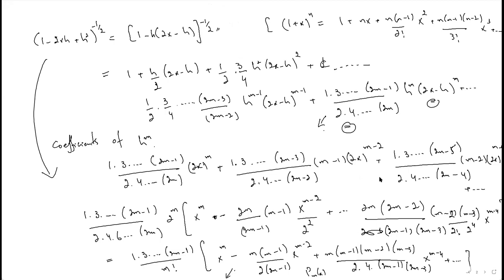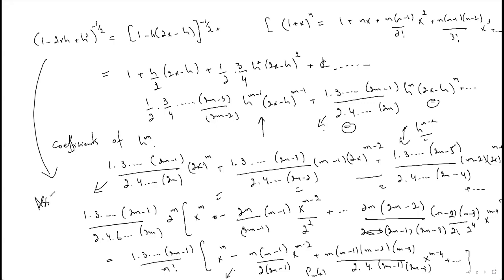So I find out the coefficient of h raised power m from this term, and this is the coefficient of h raised power m from this term. Now the coefficient of h raised power m in this term, this is the last but one term. Similarly, this is the coefficient of h raised power m from what term? H raised power m minus 2 term. So this part, rest of the things will follow.